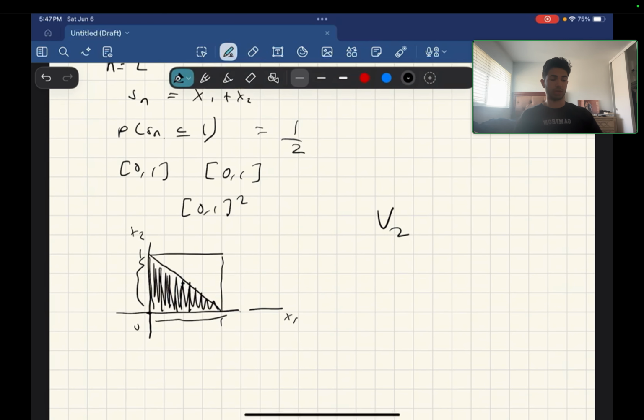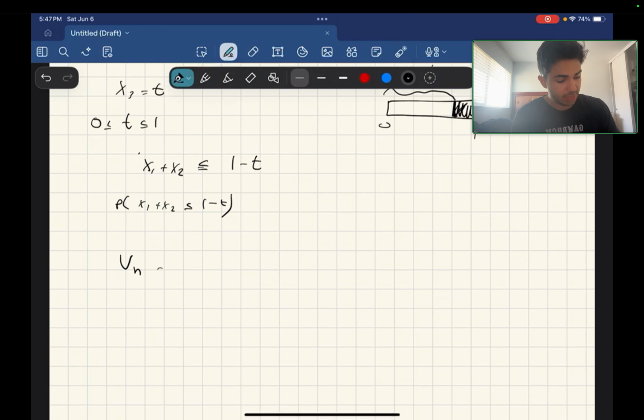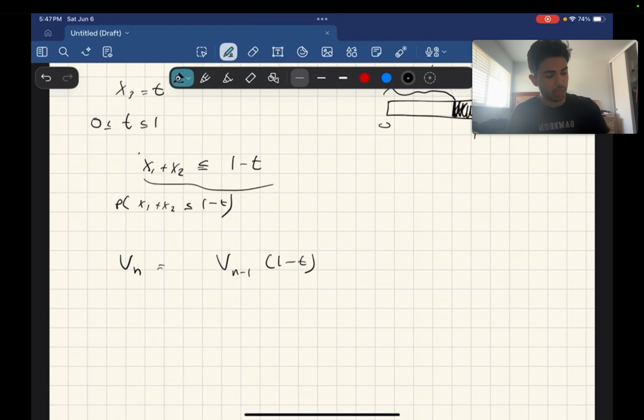V sub n is equal to, well, first let's see what's happening. We're saying it's like the previous answer, right? V sub n minus 1, right, we had here. But we said every term was scaled by a factor of 1 minus t, and there were n minus 1 possible terms, right? There's 2 terms here being scaled by a factor of 1 minus t.